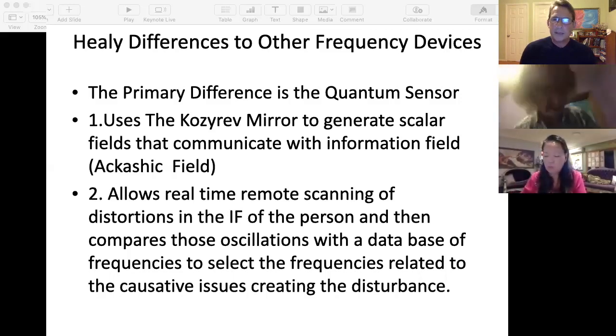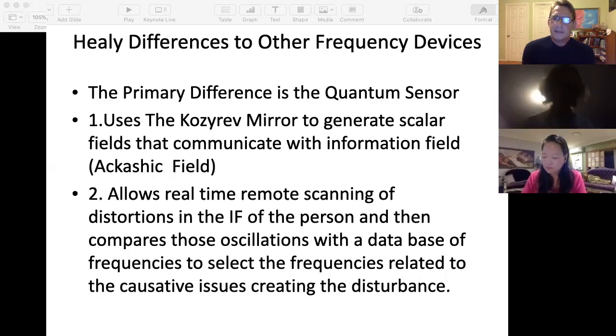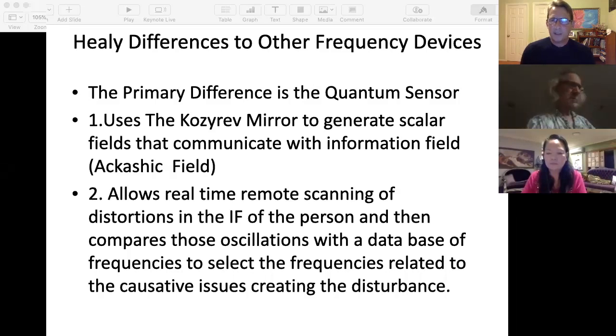So what makes this quantum sensor so important and so critically different to all the other types of devices that are out there? And it's this key thing here, and it's called the Kozyrev mirror. The Kozyrev mirror is a type of shielding that is inside the device. It's like a little chamber. And this particular chamber is capable of doing two very important things.